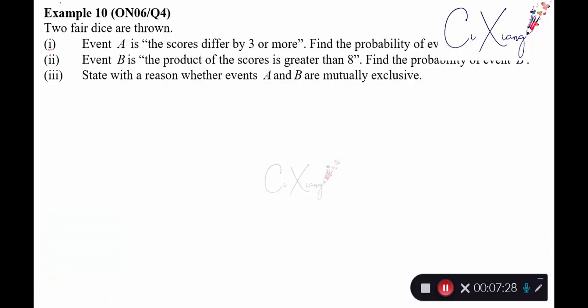So they are throwing 2 fair dice, and this is the definition for event A. This is the definition for event B, and they're asking whether A and B are mutually exclusive or not. To answer this question, there is more than one method to solve it. Because here we have 2 fair dice, I think it will be good if I use the possibility space diagram as the method.